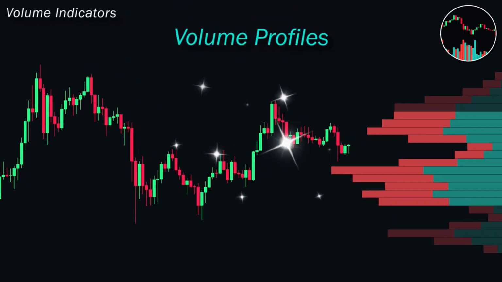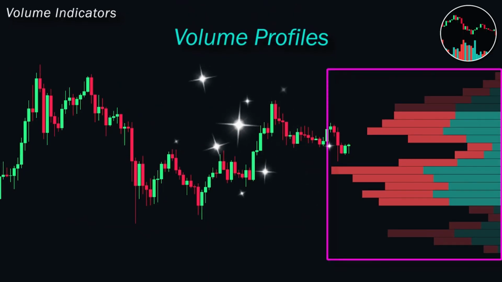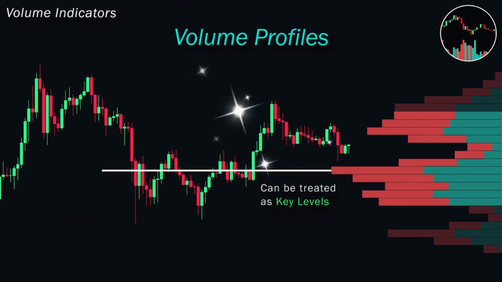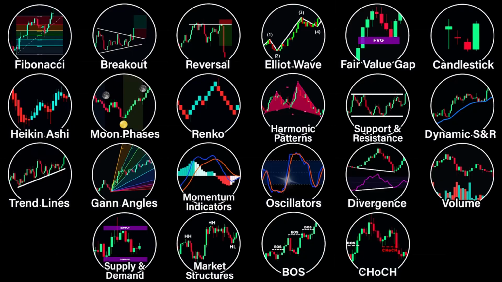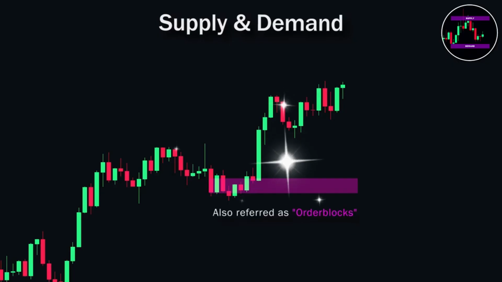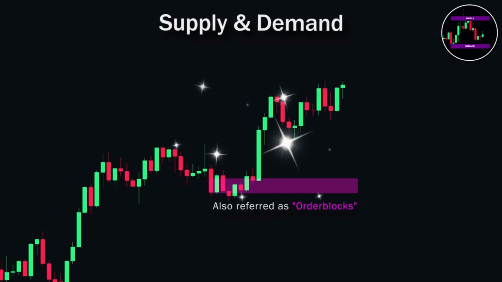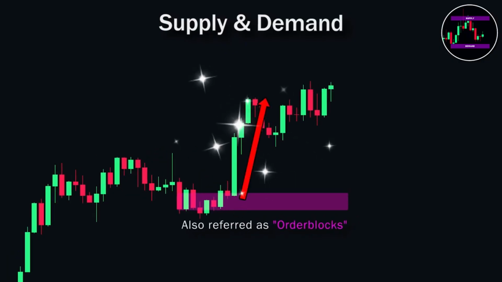Volume profiles. It displays a volume bar horizontally, which can be treated as key levels for potential entry positions. Supply and demand. Also referred to as order blocks, these are zones where significant price movements have occurred.